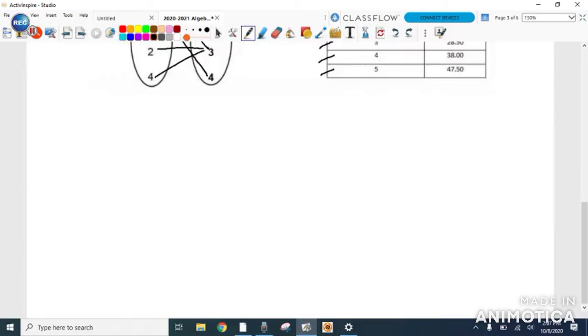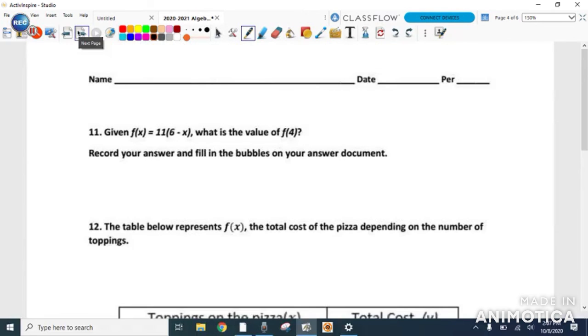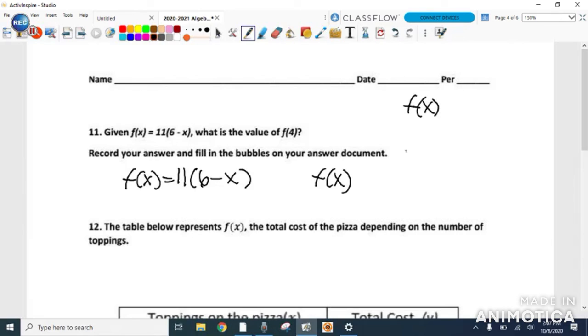Given f of x equals 11 times (6 minus x). Find the value of f of 4. Now, if you notice, I have f of x, and then I have f of 4. What is the difference between the top and the bottom? My x changed to a 4. That is all we are doing in these circumstances.